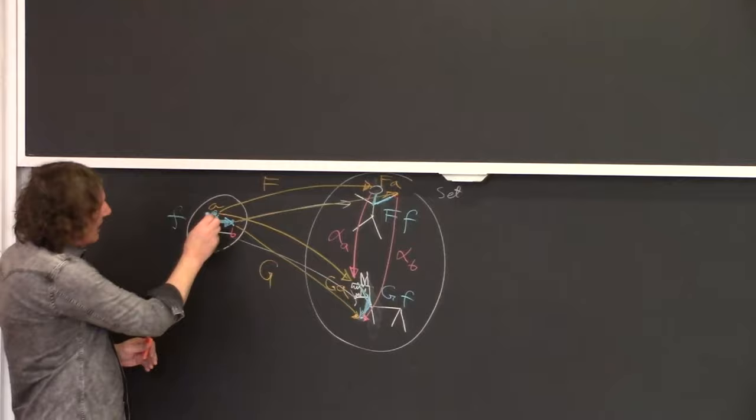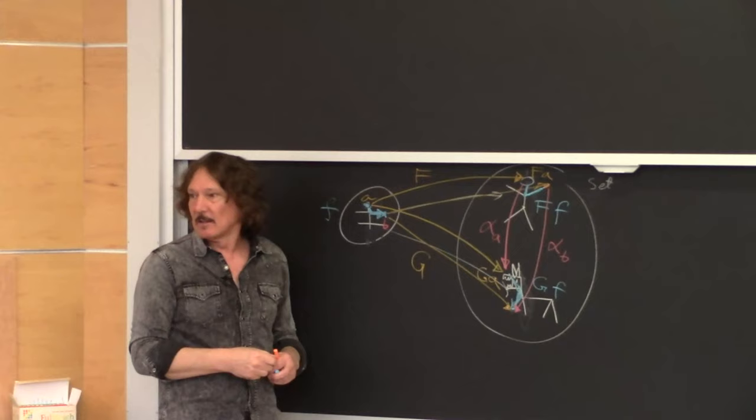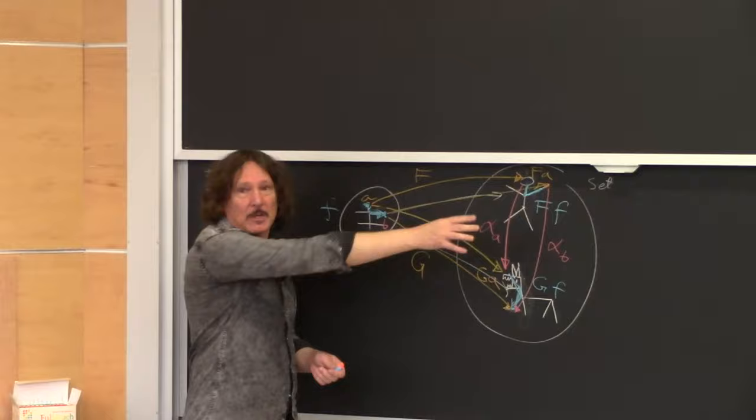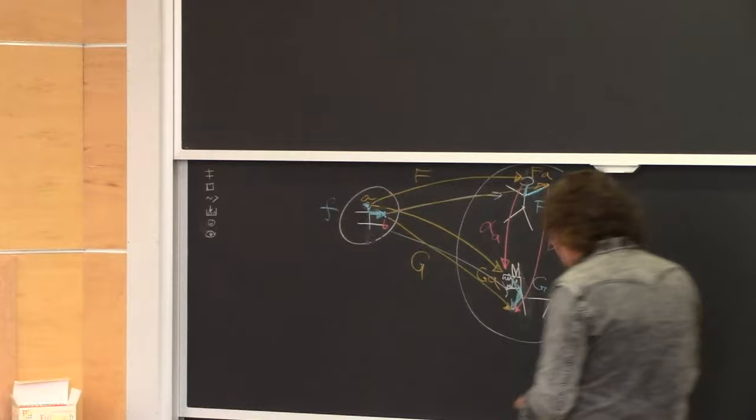So A is the original head, and B is the original hand. Right? These are objects in the first category, the source category. Objects, yeah. Any two objects, right? So for every object here, we have something that's mapped in this category, right? So we want this diagram to commute. OK, so I'm going to draw this diagram. Now I'm back to white.